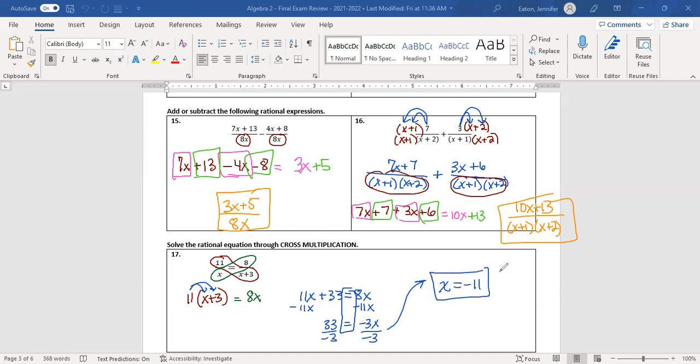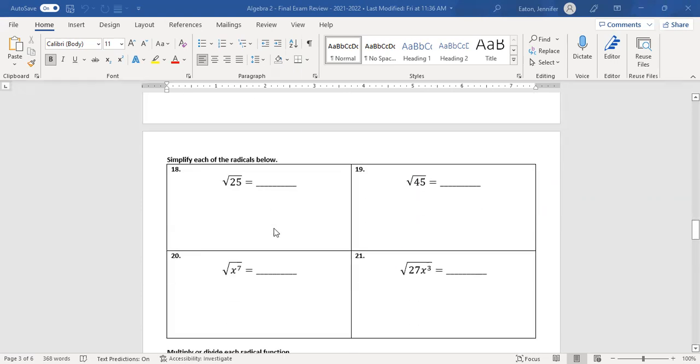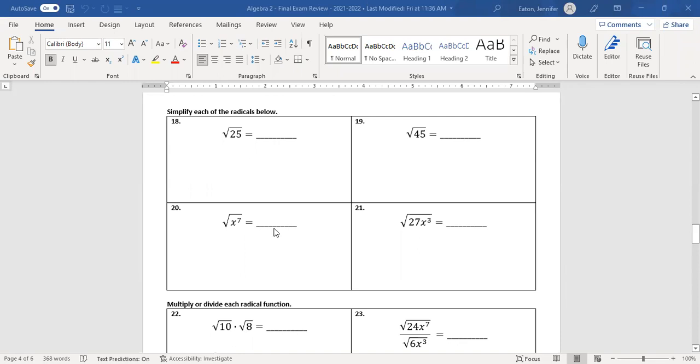Okay, so I'm going to clear that page out. Pause the video here if you need to. And then we're going to continue on to the next page. About halfway done here. Moving on to our radicals.